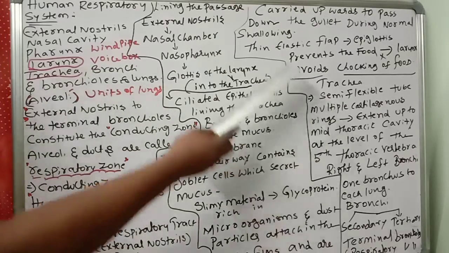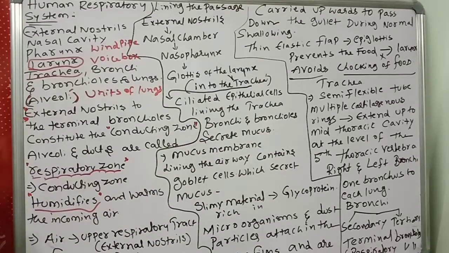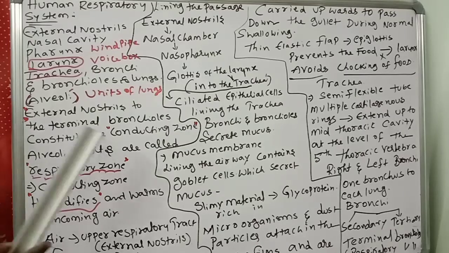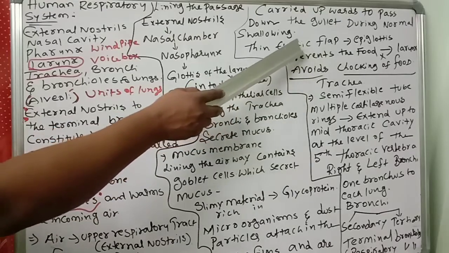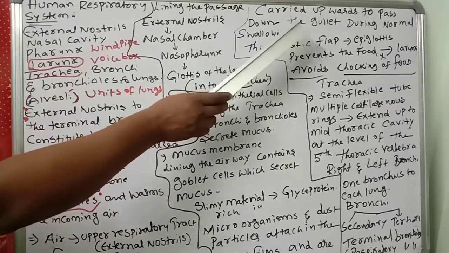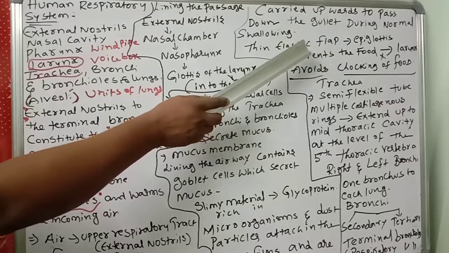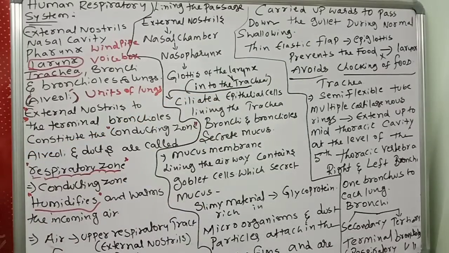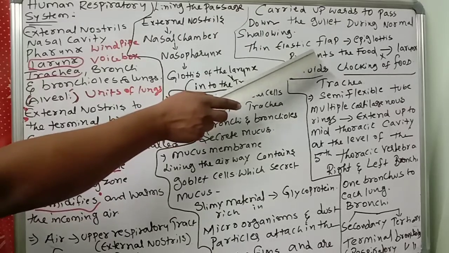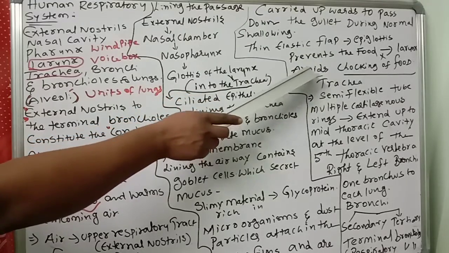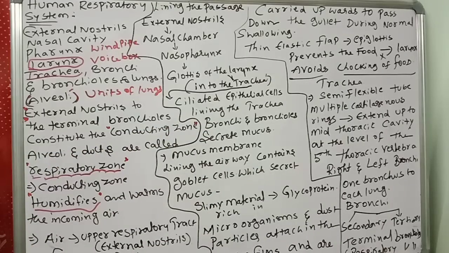Next, a thin elastic flap. A very important neat bit. That thin elastic flap-like structure is called the epiglottis. What will it do? It prevents the food from going to the larynx. So the thin elastic flap called the epiglottis prevents food from going to the larynx and avoids choking. It will not allow the food to choke in that particular area.